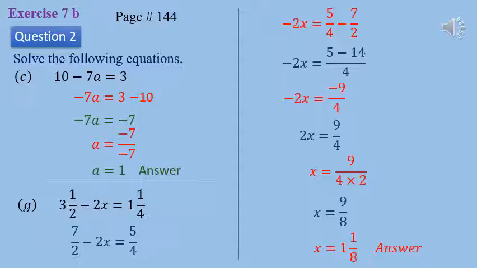So we have minus 2x is equal to 5 over 4 minus 7 over 2. Take the LCM of 4 and 2. The LCM of 4 and 2 is 4.